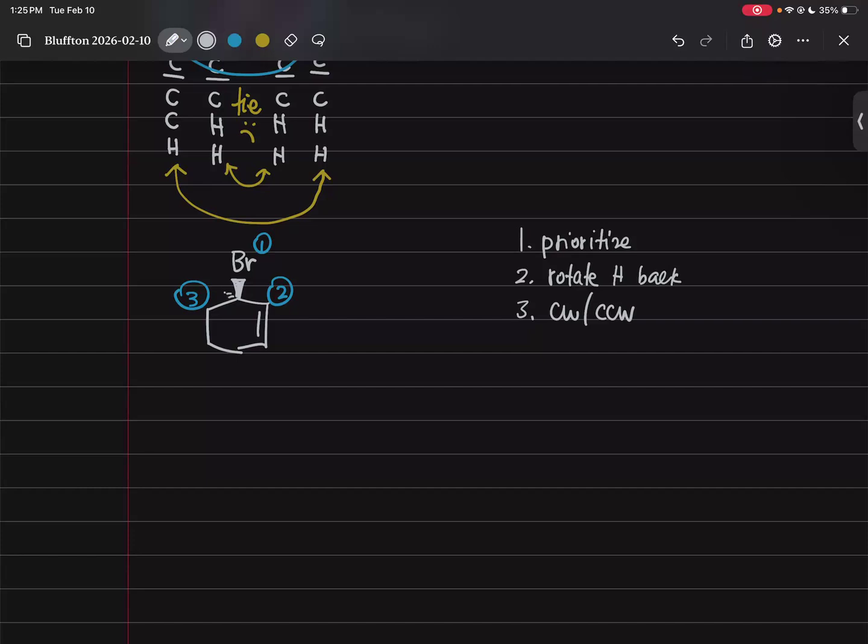Then we've got our hydrogen. Oh, thank God, the hydrogen's going back, finally. All right, that's going to be number 4. But that's cool. As long as it's going back, we don't really care that it's number 4. Now the hydrogen's going back, so we don't have to do that step. And so we've got 1, 2, 3 going clockwise. Hydrogen's back like it should be, clockwise, and so that gives us R stereochemistry at that chiral center.